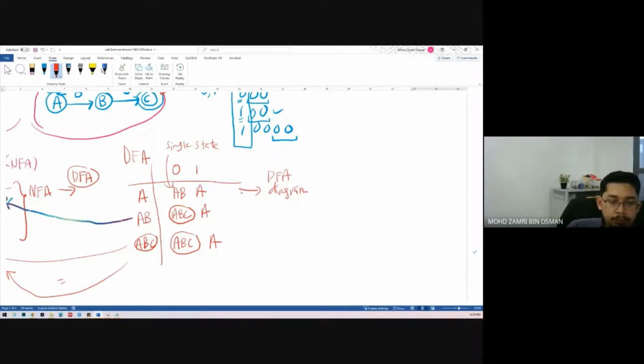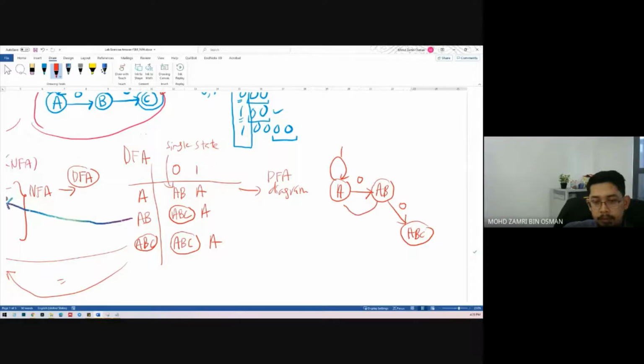Next is to try to figure out the diagram for this one. We have A. The next step here is the transition for A to AB, so we're going to use AB also. The transition we have here, A to AB, is 0. But we have A referring to A as well, which is 1. Then we have AB transitioning to ABC. Let's say I just put ABC here, and this is 0. And we have the transition from AB to A, which is 1.